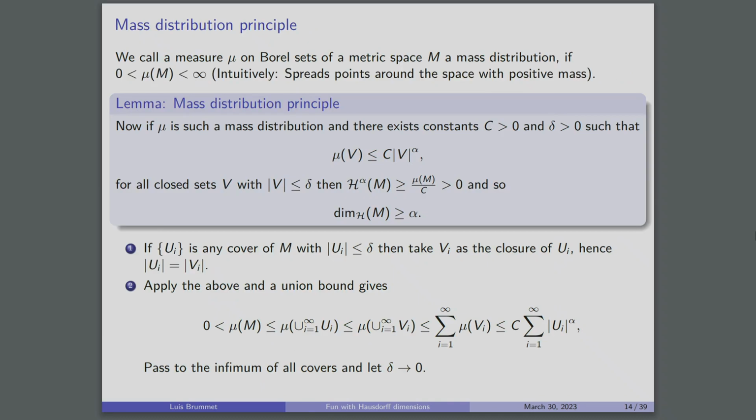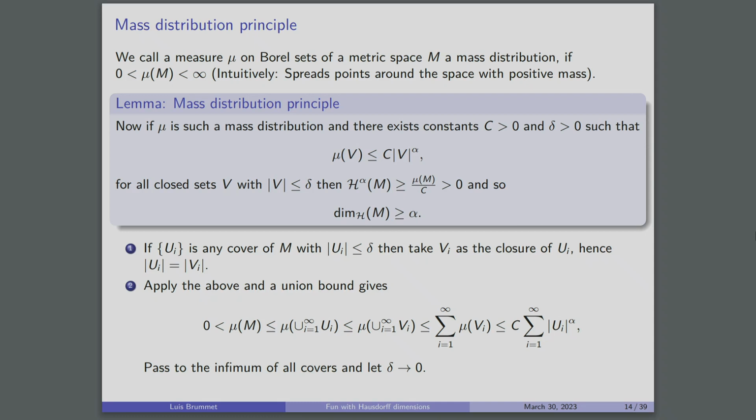So the idea here is, okay, you consider mass distributions. Those are just a measure mu on Borel sets of your metric space such that it has finite measure. And then maybe you can relate the alpha content and the union bound argument together. So you have this lemma which tells you, if you find a measure mu on that given set, such that for closed sets V that have diameter smaller than delta, you have the bound mu of V is smaller than c times the diameter to the power of alpha, then you can bound your alpha Hausdorff measure of M, or your set, from below. And that is very nice because this allows you to come up with a uniform lower bound for your alpha Hausdorff measure.